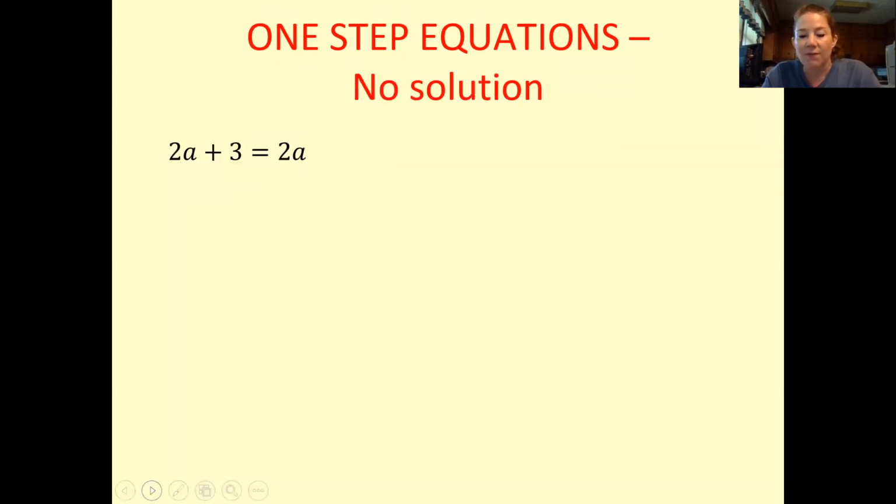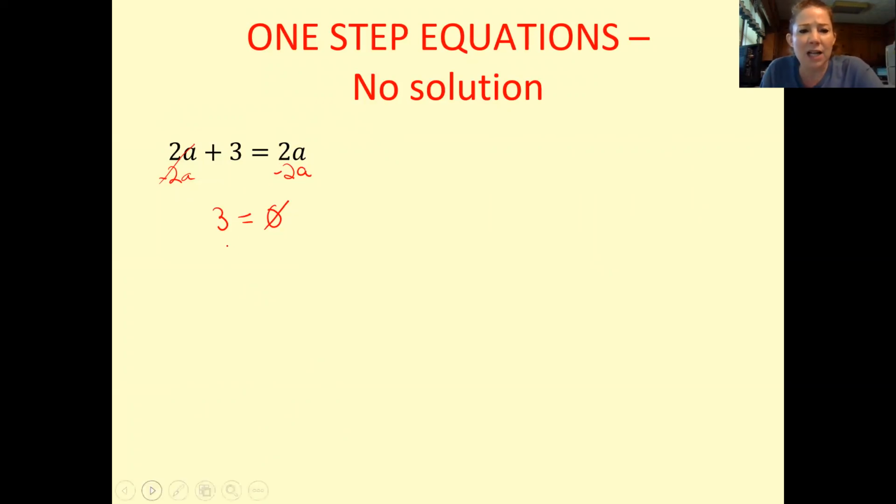Now, sometimes you will find that there is never going to be a solution. Your equation will never be equal on both sides of the equal sign. For example, I have variables on both sides, so I'm going to get those variables together by subtracting 2a. Well, guess what happens again? 2a minus 2a is nothing, and 2a minus 2a is nothing, right? So what happens? My variables disappeared, and I ended up with 3 equals 0.